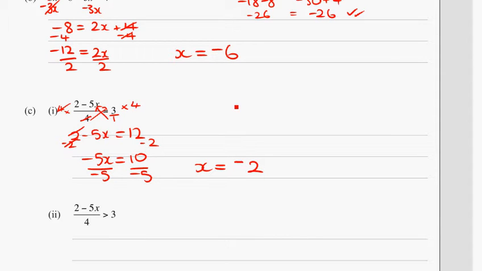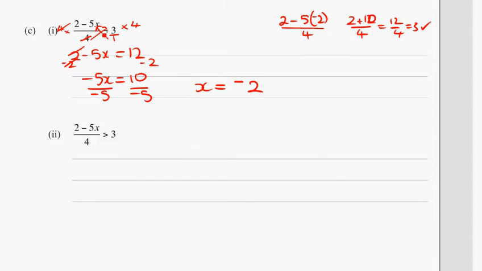Once again, you could check your answer. 2 minus 5 times -2 over 4. 5 2s are 10. We've got 2 negatives would make it a plus. It would make it 2 plus 10, sorry, over 4, which is 12 over 4, which is 3, which is what we wanted over there. So x equals -2 is right.